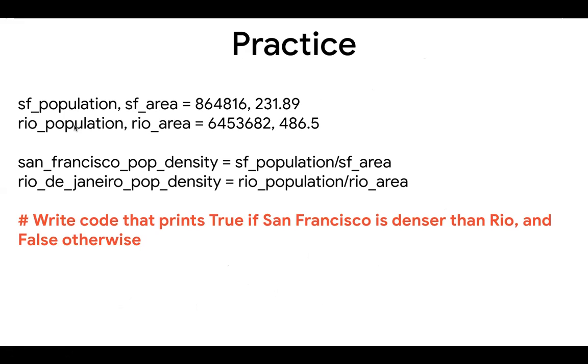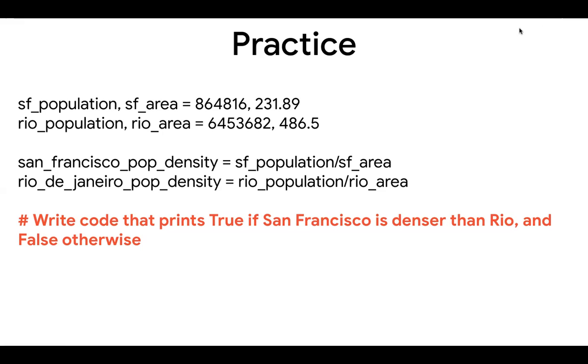So imagine we have the population of San Francisco, and we have the area of the city. And you can pay attention to the style of the assignment. They use a comma to list all variables and a comma to list all values of these variables. And we have the population and area of Rio. Then we can calculate the population density for each city. And please write your answer in the chat.